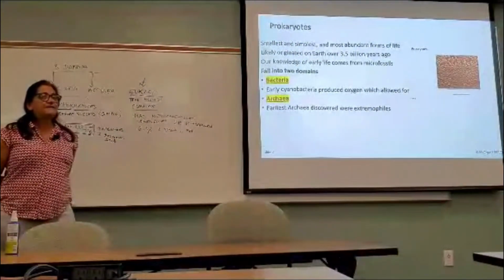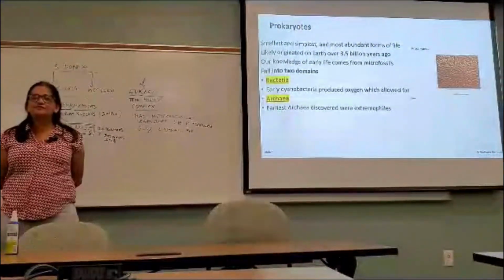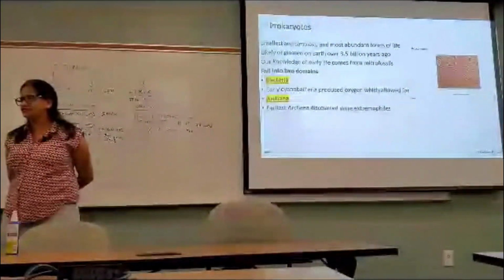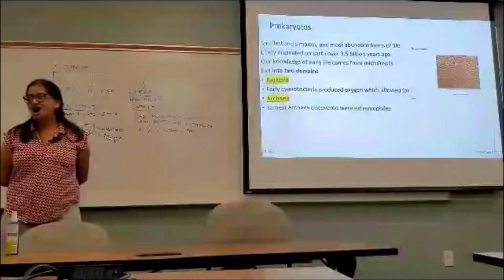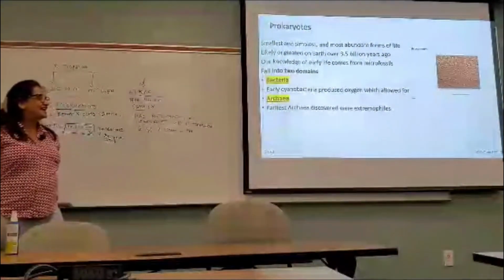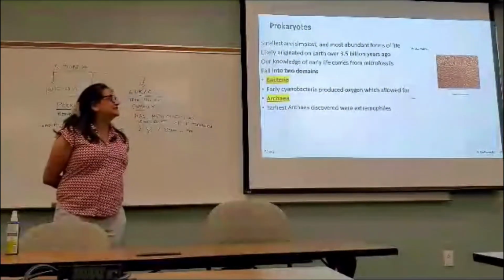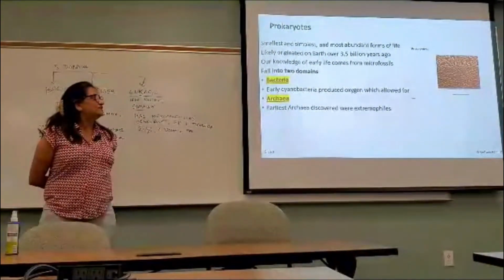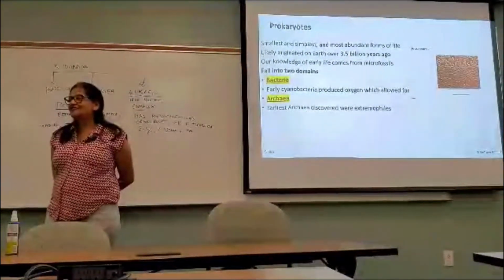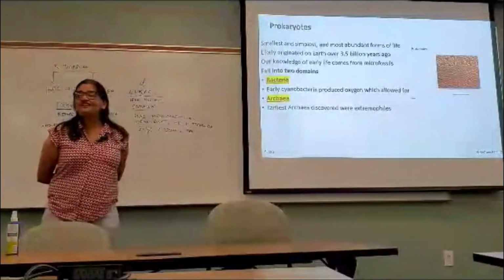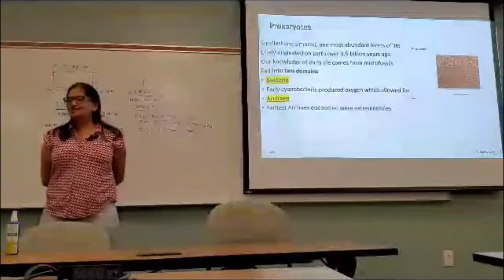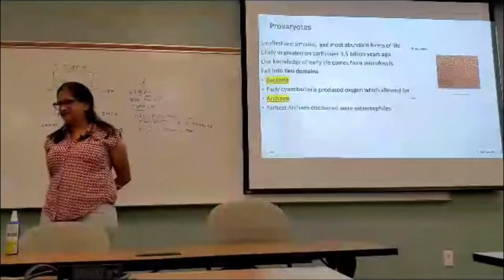Okay, and when some organism performs photosynthesis, you know what is the end product of photosynthesis? It's oxygen. So because of that, the early cyanobacteria produced oxygen, which actually allowed for the rest of the life forms. Okay, and that's how other life forms were introduced on Earth.